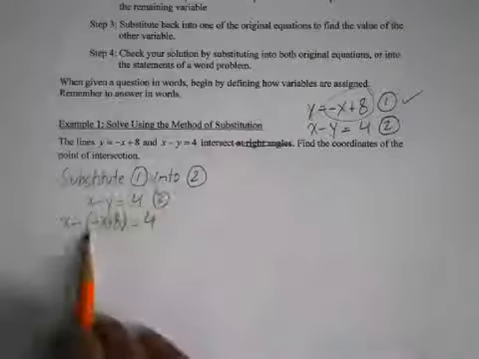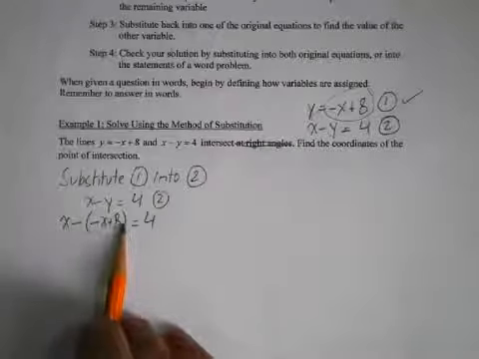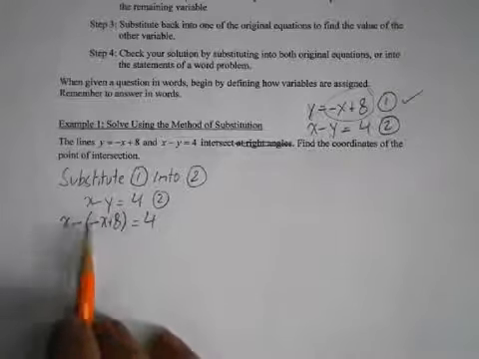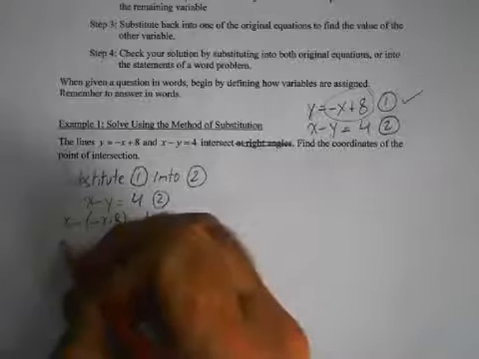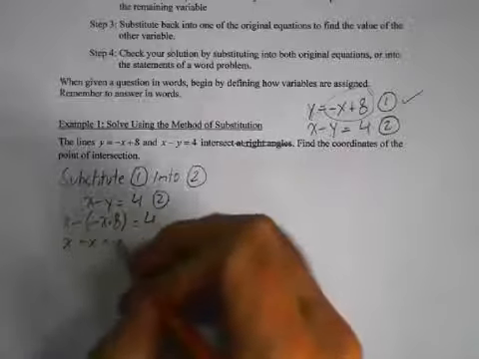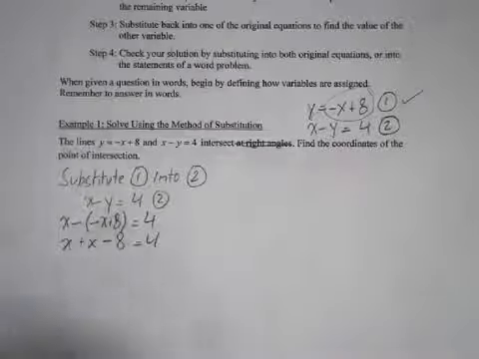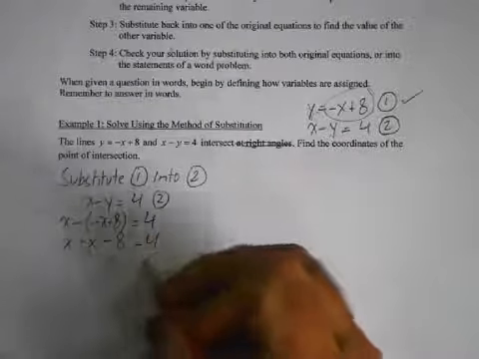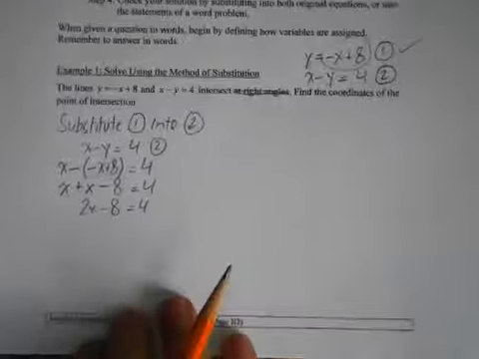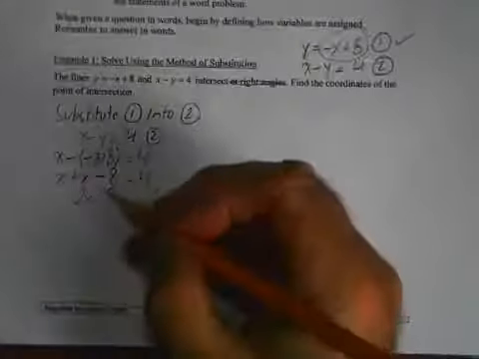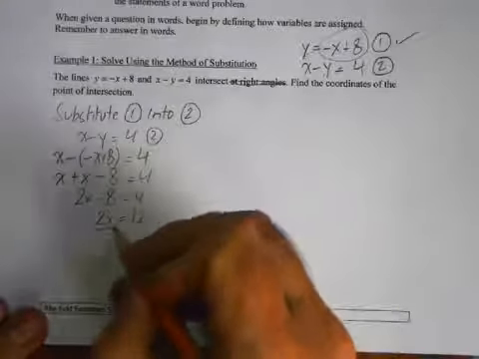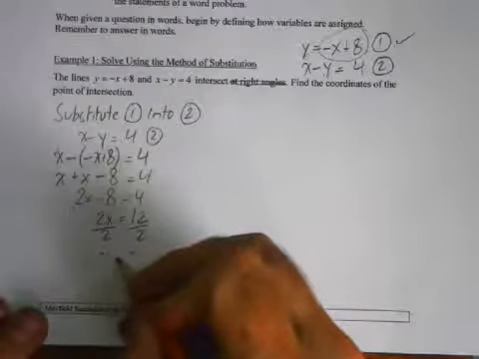The brackets are important here, because if you didn't put the brackets in, you'd get a wrong answer, since we're actually subtracting negative x and positive 8. So if I rewrite that, subtract negative x means add x, and then subtract 8 equals 4. 2x minus 8 equals 4. Now we're going to add 8 to both sides. This is your basic equation solving skills. I get 2x equals 12. Then divide both sides by 2, and we get x equals 6.